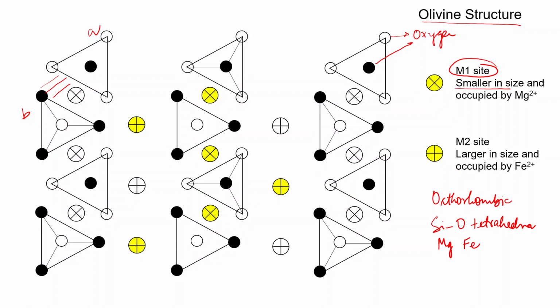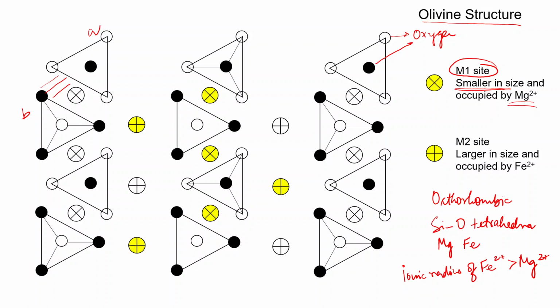The M1 site is smaller in size and it is occupied by Mg2+. We all know that the ionic radius of Fe2+ is more than that of Mg2+. Why? Because the atomic radius of Fe is more than Mg. The simple reason is that if you look at the electronic configuration of iron, Fe, it has one extra valence shell that makes its radius more than that of Mg.